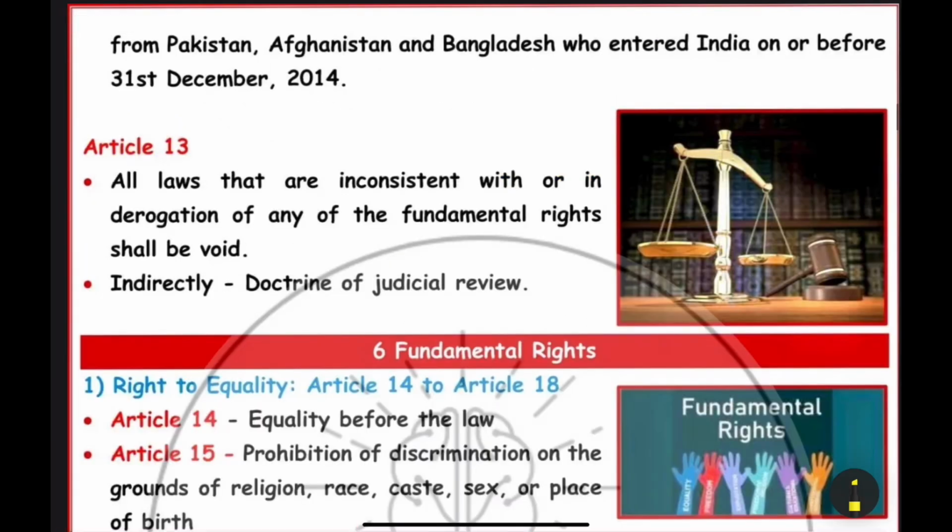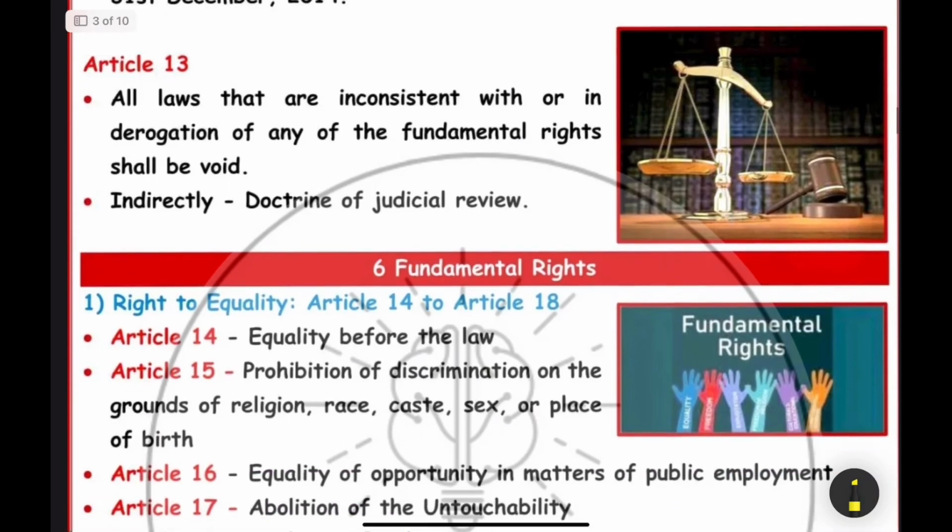Now see, the next most important article is Article 13. It says that any law inconsistent with or in derogation of the fundamental rights shall be void. Ultimately it tells us, suppose anything clashes with the fundamental rights in our Constitution, whether it is any new law, that will be struck down. Fundamental rights will prevail over that law. Nothing can be superior to the fundamental rights. So this is what Article 13 tells us.